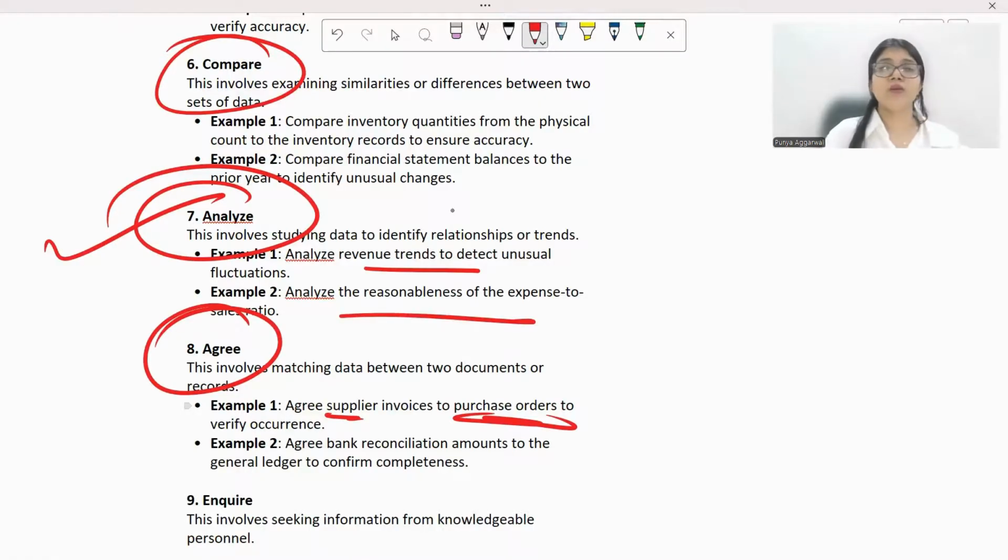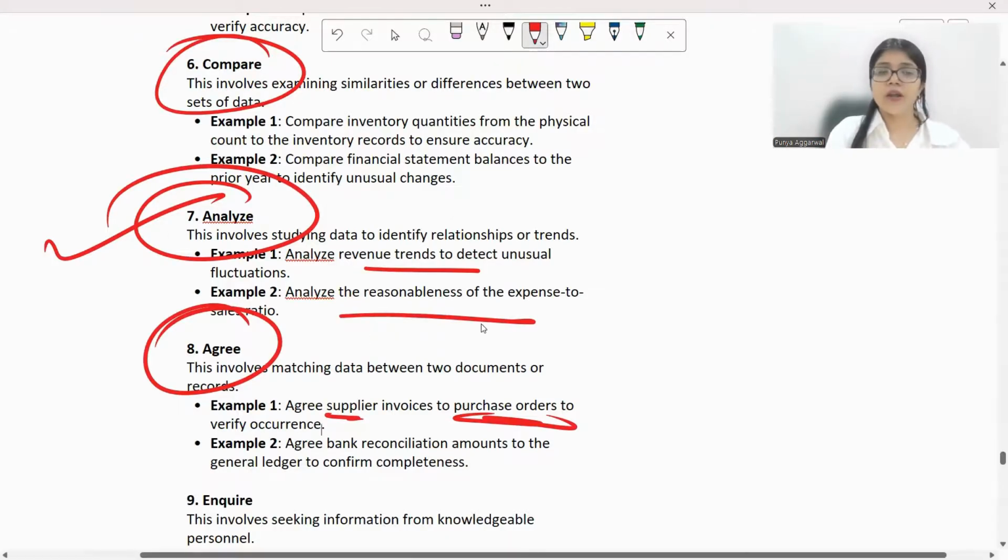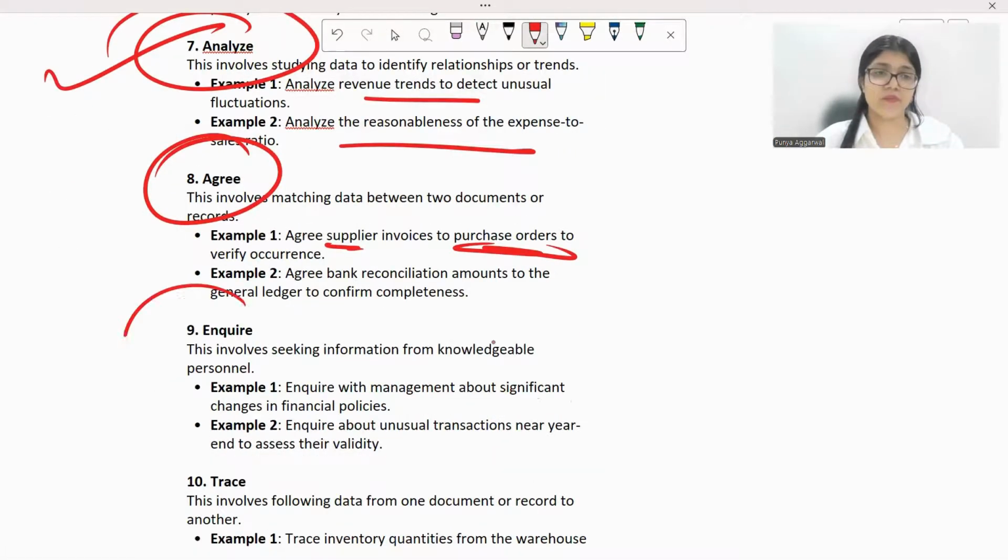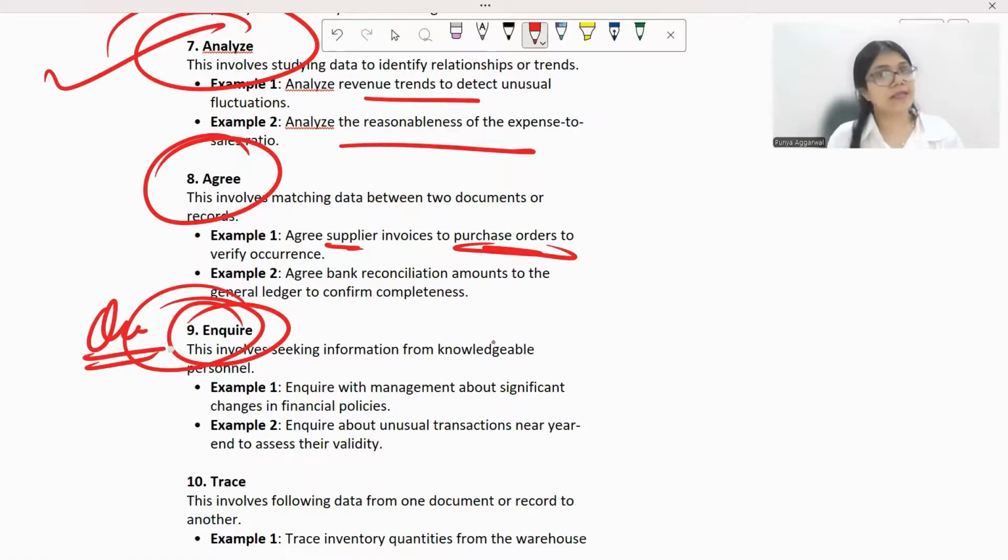कि एक आपका GDN होगा, एक supplier invoices होगी, etc. So you're agreeing कि if everything matches or no, right? Inquire is again questioning the management. यहाँ पे जो inquiry होगी, this can be with the management also. You can inquire from the management also. You can inquire from a third party also. Okay, it depends. It totally depends upon the situation, right?